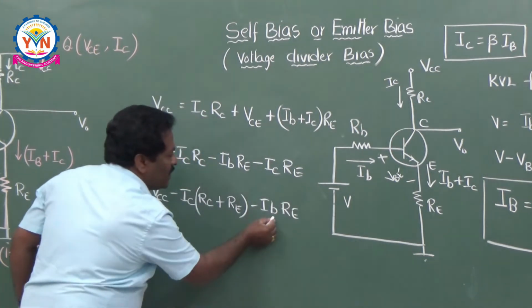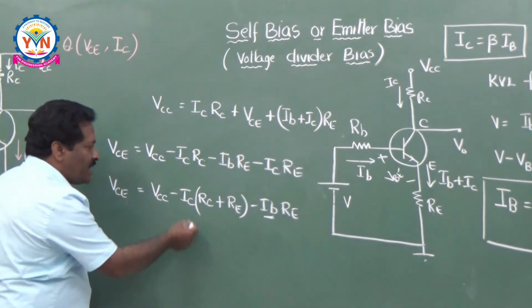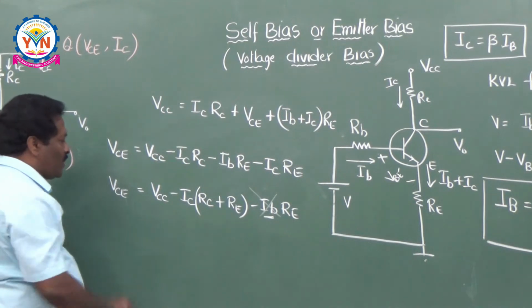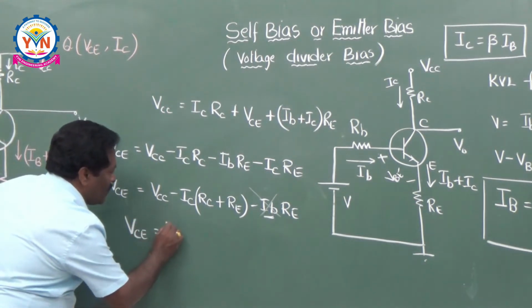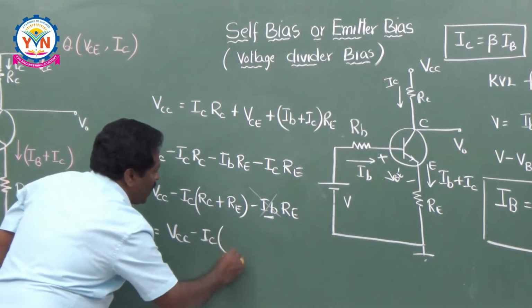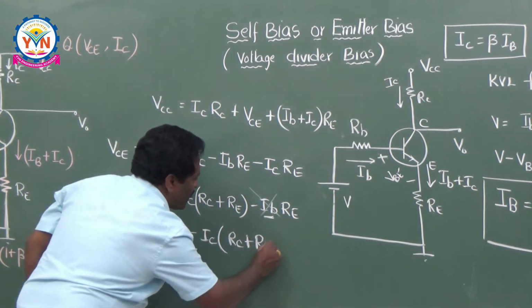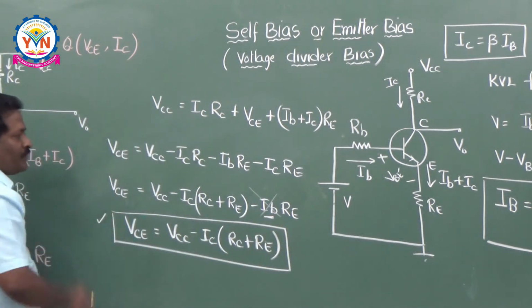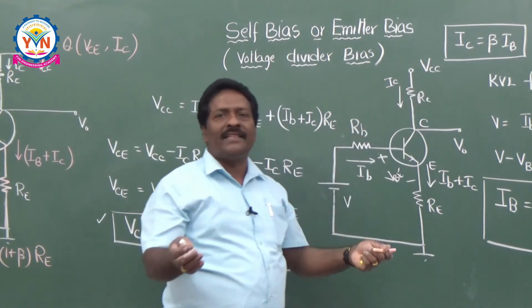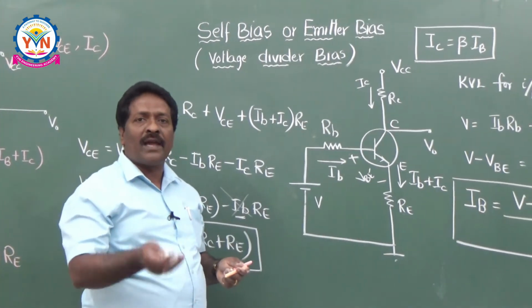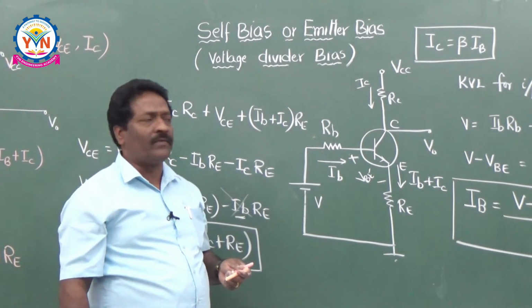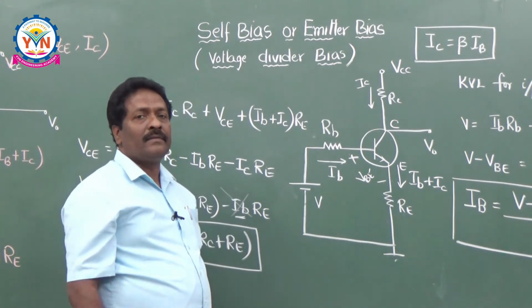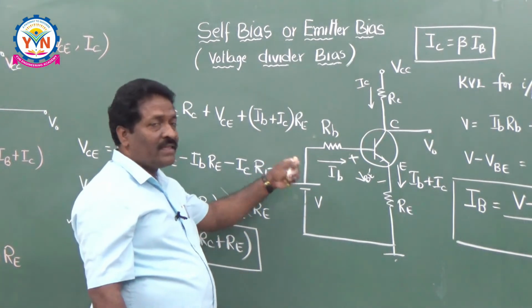But remember friends, this IB will be in terms of microamperes and IC will be in terms of milliamperes. So you can neglect this also. This is not having that much of effect. Therefore, your VCE is equal to VCC minus IC into RC plus RE. So you have calculated your VCE and you have calculated IC also. That is nothing but the coordinates. In this way you calculate the coordinates of an operating point for your circuit. This is the way of calculating the operating point Q, that means the coordinates VCE and IC.